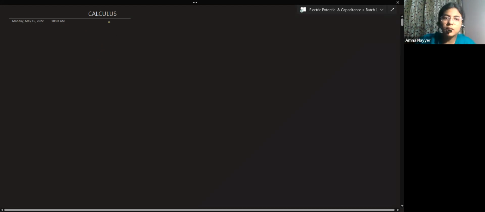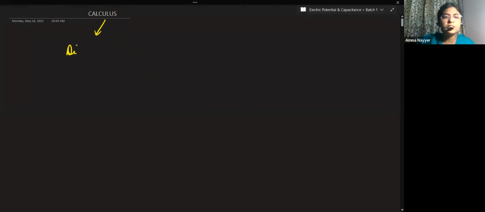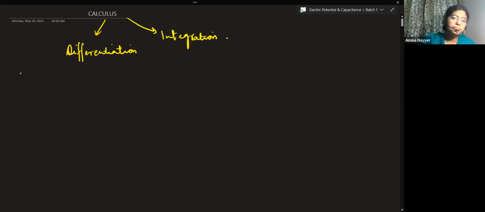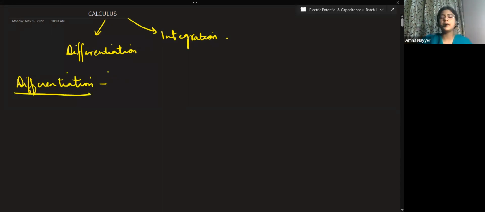So in your calculus, the portion which is required is your differentiation, and the other one is your integration. So first, let us discuss differentiation. Now see, differentiation is the change of the dependent variable.